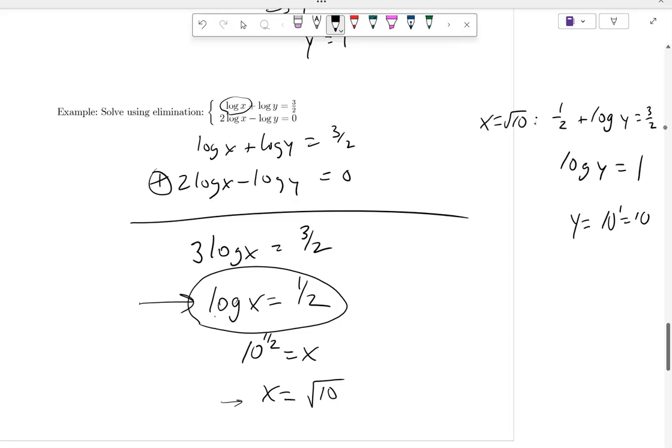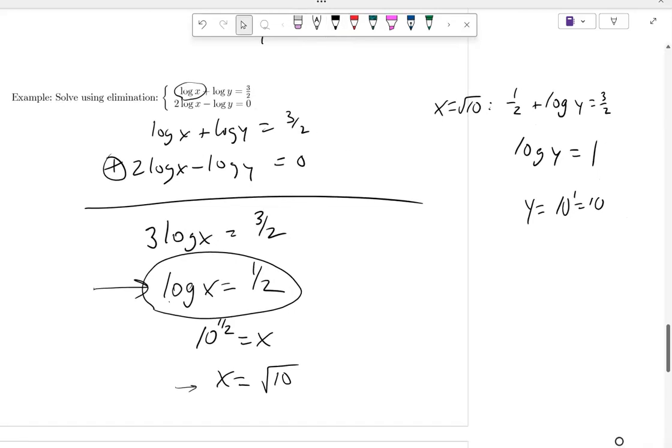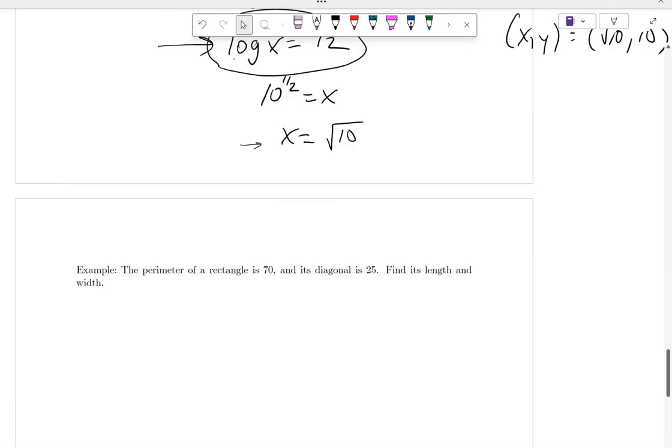Doing that equivalent exponential form again, right? Here, I subtracted 1/2 over. 3/2 minus 1/2 is 2/2. All right. So what's your solution then at this point? Yeah, root 10, 10. Good. Exactly right. This one okay? Happy with that? All right.